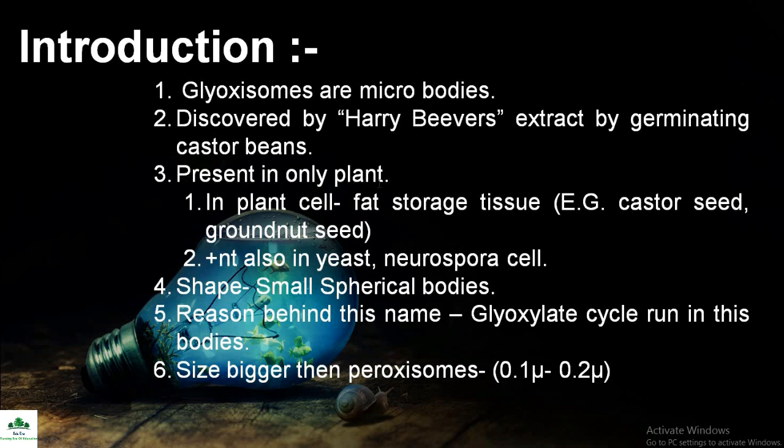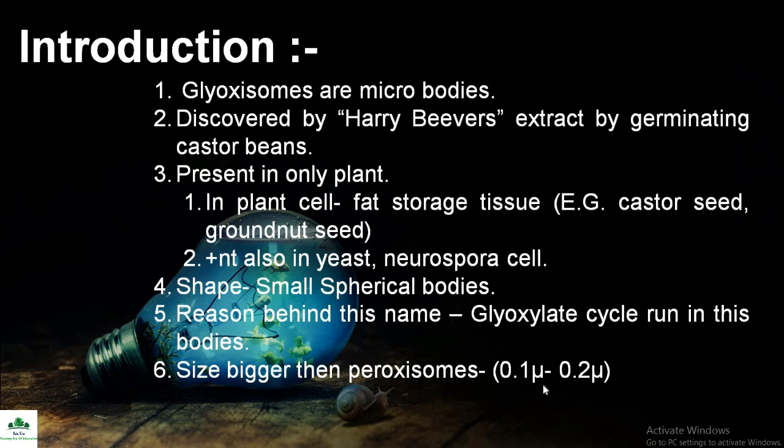In plant cells, they are mostly found in fat storage tissue like castor seeds, groundnut seeds, etc., which contain a large amount of fatty acids. They are also present in yeast cells and Neurospora cells. The shape of glyoxysomes is a small spherical body, but its size is bigger than a peroxisome, in the range of 0.1 micron to 0.2 micron.